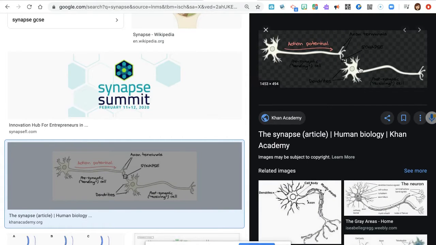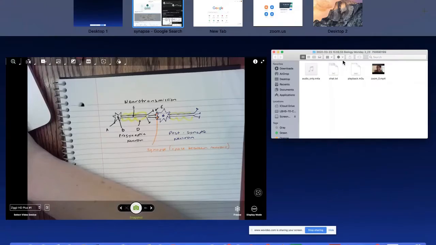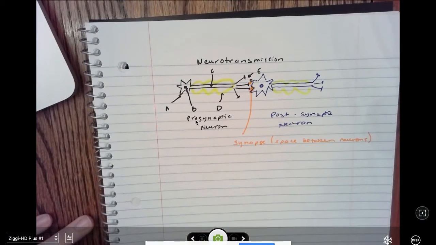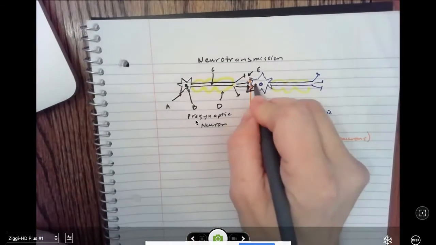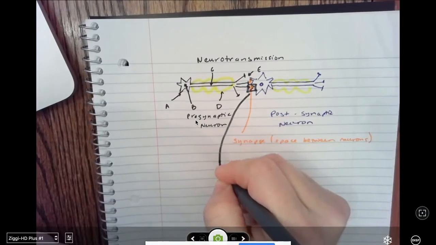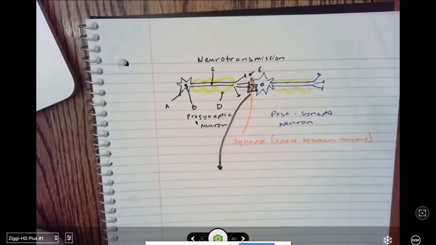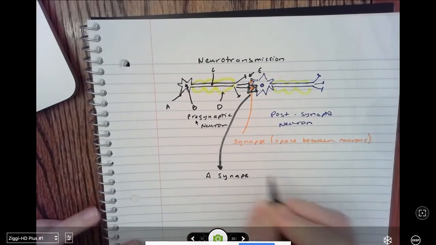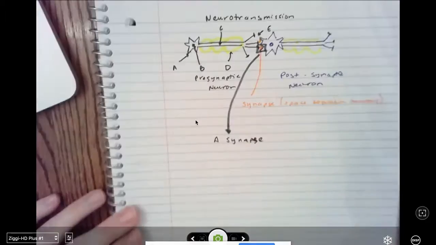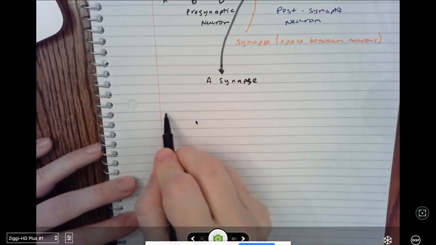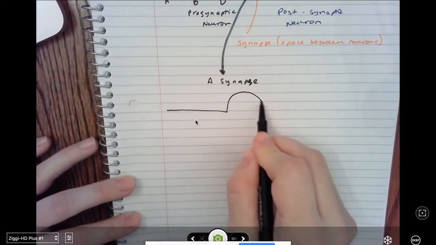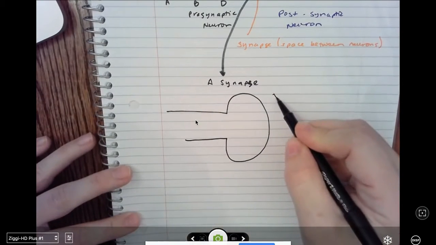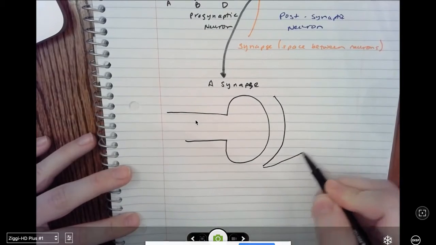All right, and this is what I was hoping for with the image that we just looked at. So what we're going to do right here is zoom in on one of those synapses. Okay, so I'm going to put surrounding. I'm going to go down here. We're going to label this a synapse. All right, so it can look somewhat like this. We can have a big bulb-shaped axon terminal, and then we can have a receptor dendrite like so.